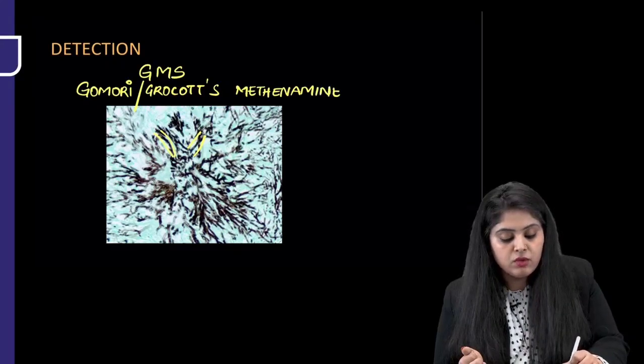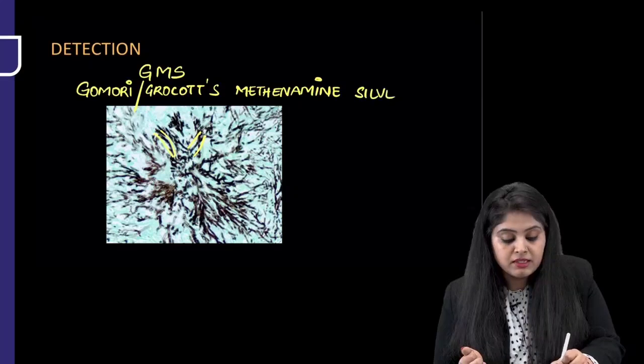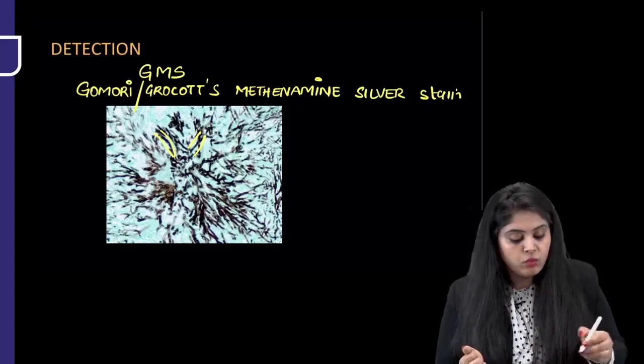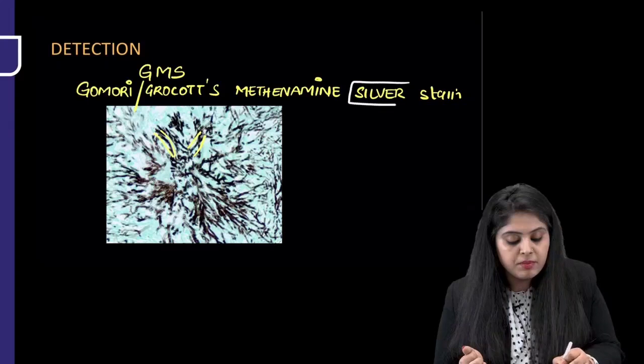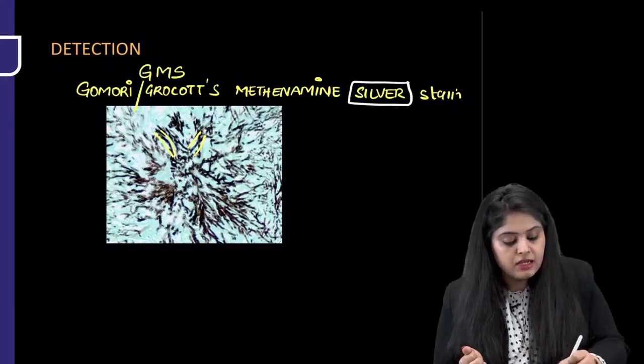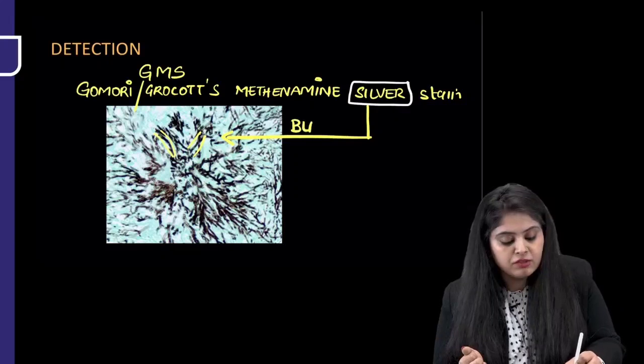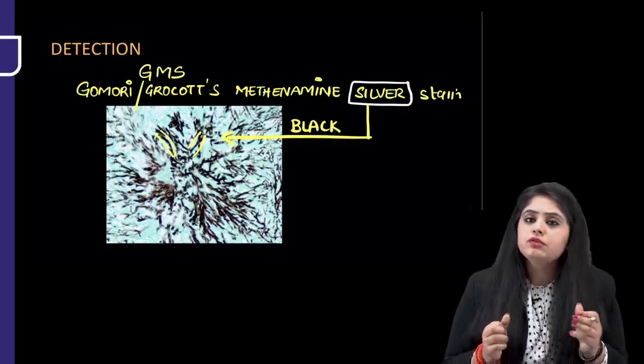Now I'm going to tell you, and I have told you multiple other times also in your path and microbiology lectures, that whenever the word silver comes up in a particular stain, the color that you are going to get is always going to be a black color. So that's a trick which will help you solve so many other things.